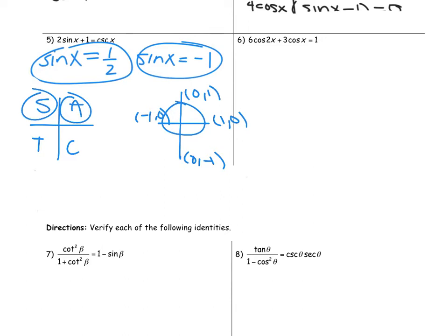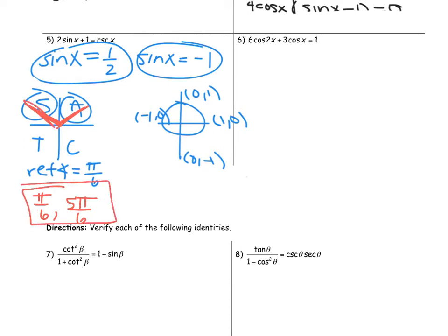You should know that the reference angle is equal to pi over 6, right? Sine of 30 is equal to a half, so sine of pi over 6 is equal to 1/2. I am looking in the first and second quadrant. So I already know one of them is pi over 6. My other angle measure is 5 pi over 6 because I'm in the second quadrant. So that takes care of sine of x equaling a half.